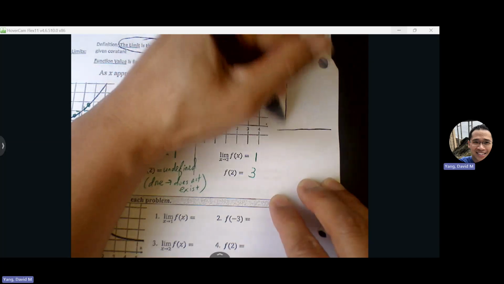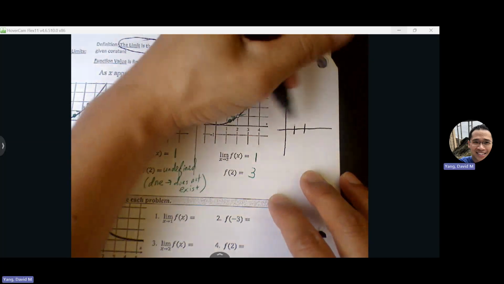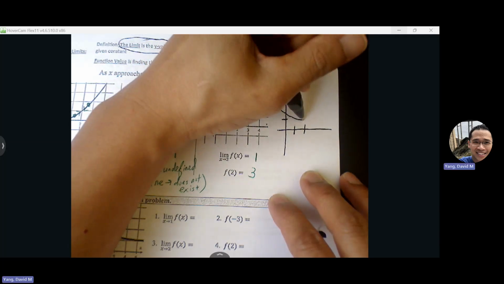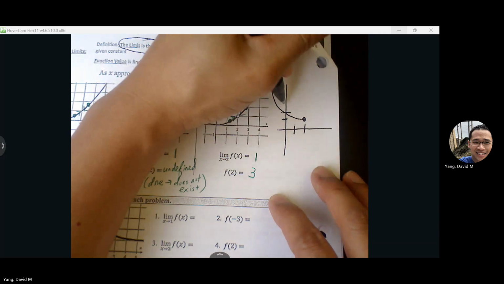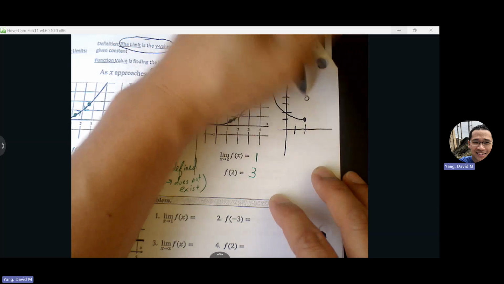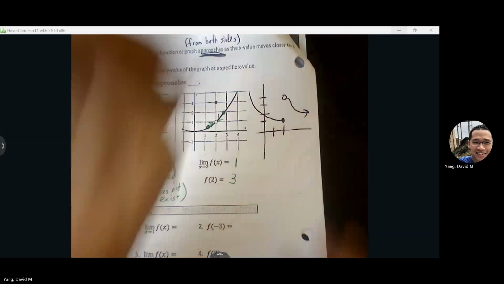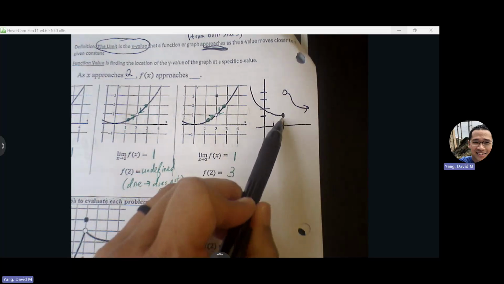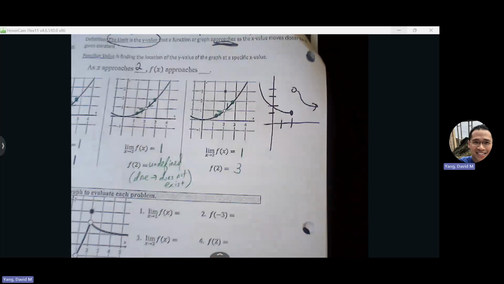Okay, let me draw one more here. This is one example that I didn't see, so I want to just draw this one here. So I have one graph headed towards 2, 1. And I'll have another graph at 2, 4 with a hole there. So 2, 1 and 2, 4. A point here and a hole up here. So this is my next example I want to show. So let's do this. Limit as x approaches 2 of f of x versus f of 2.